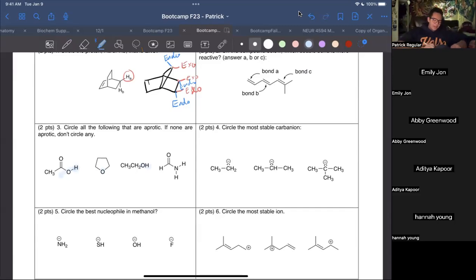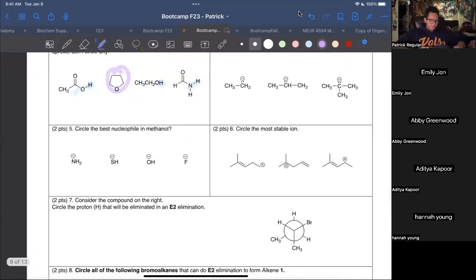You have a hydrogen attached to an oxygen. And then to the rightmost side, you have a hydrogen attached to a nitrogen. All of these are protic. But this ether is aprotic. There are no hydrogens on the oxygen or nitrogen.